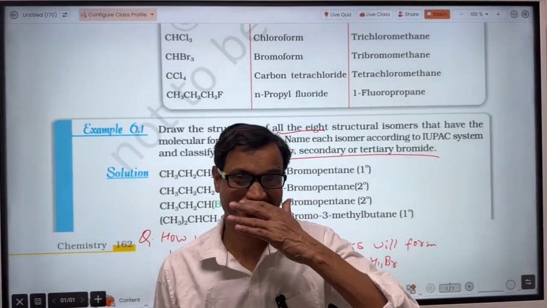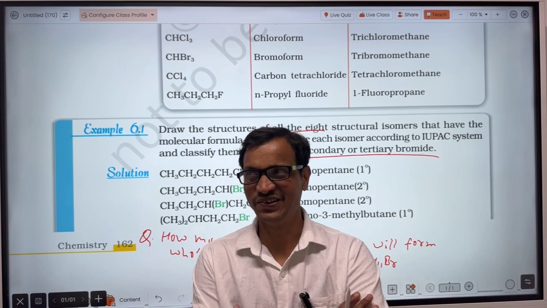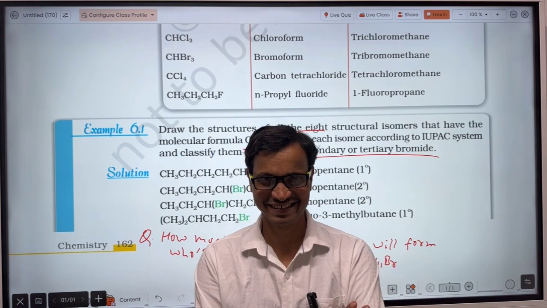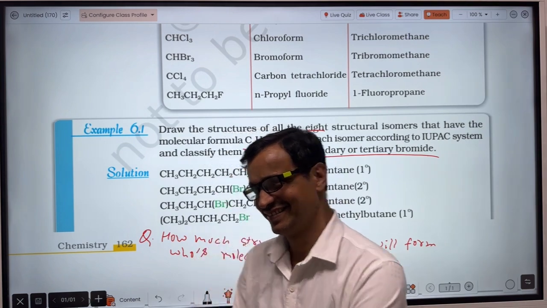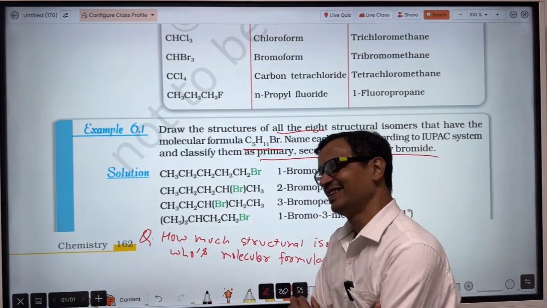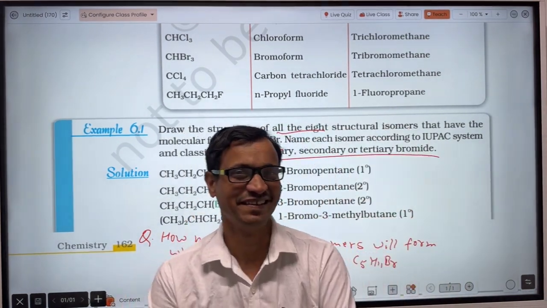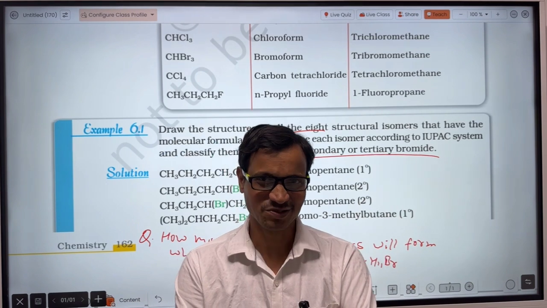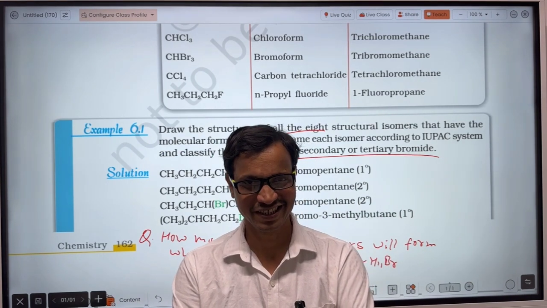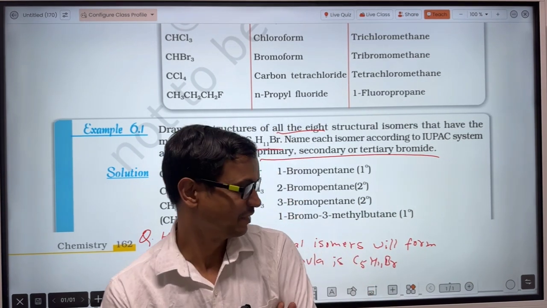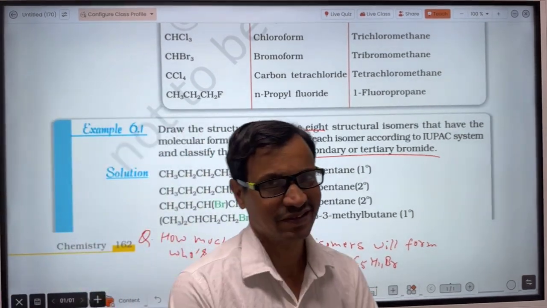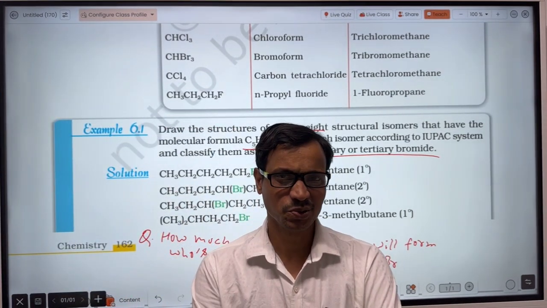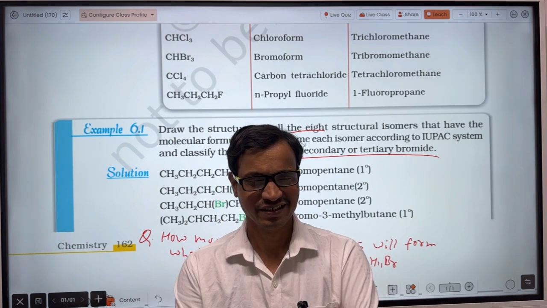And there is a high probability of students making a silly mistake. Maybe they will draw 9 isomers, maybe 7 isomers, and in both cases that will be wrong because 8 isomers form here. So how should you write so that you will not make any mistake in the examination? Let's see here.